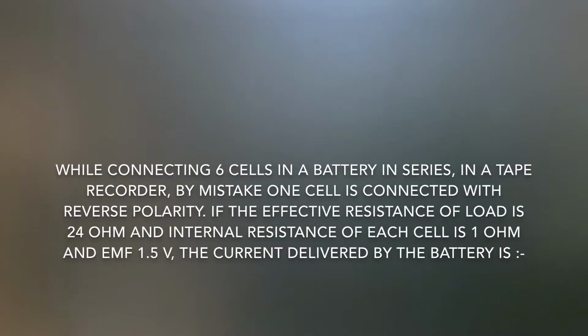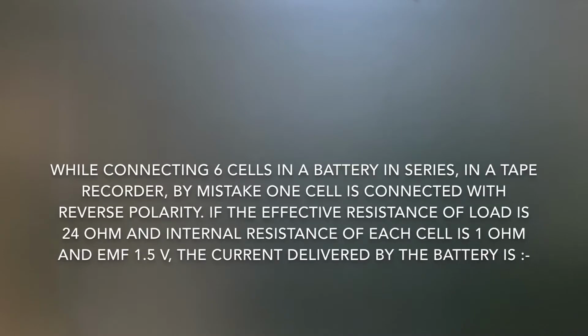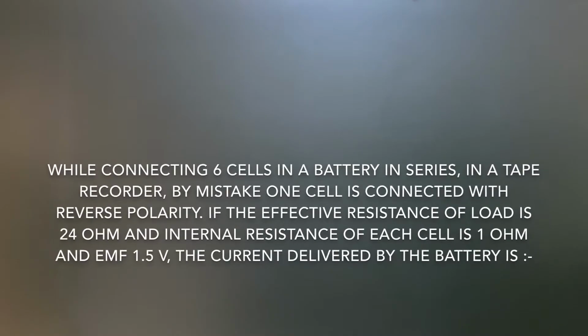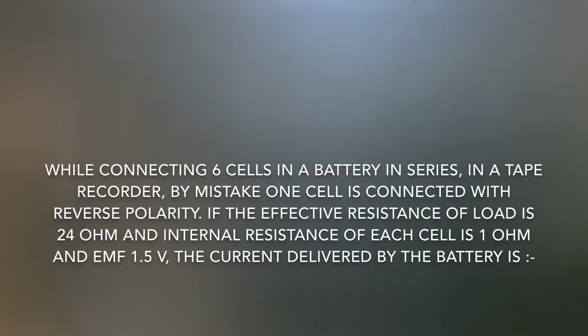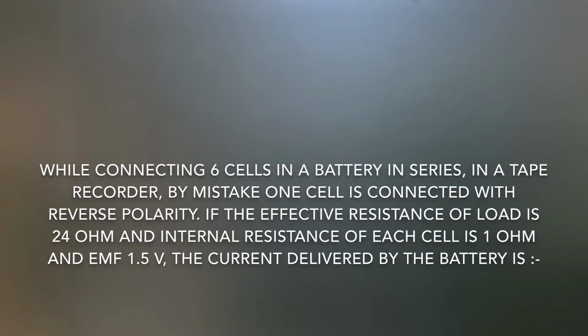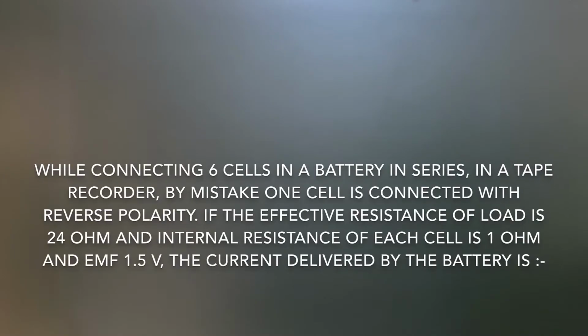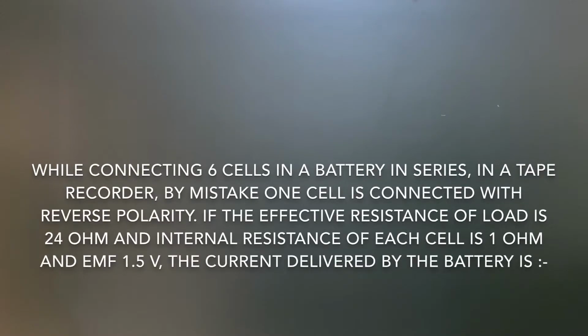While connecting 6 cells in a battery in series in a tape recorder, by mistake one cell is connected with reverse polarity. If the effective resistance of the load is 24 ohm and the internal resistance of each cell is 1 ohm and EMF is 1.5 volt, then the current delivered by the battery is.